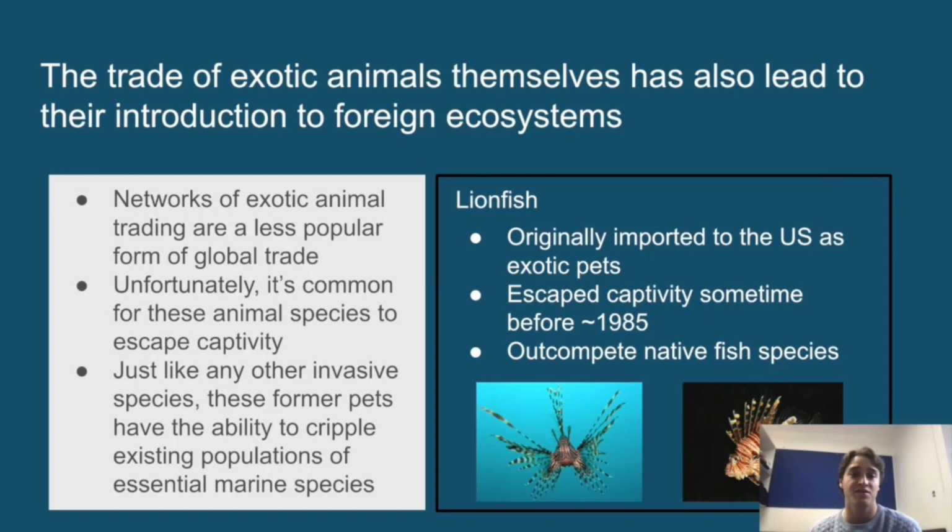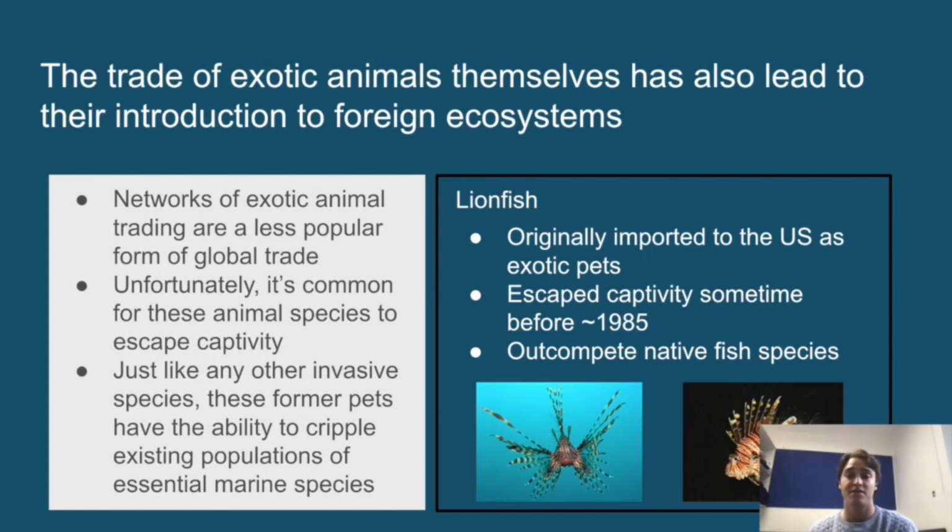But unfortunately, it is common for these animal species to escape captivity, and just like any other invasive species, these former pets have the ability to cripple native ecosystems and really outcompete native species. A great example of this is the lionfish that was originally imported to the US as an exotic pet. And we see their importation start around the same time where trade with their home region begins to pick up, and that is Southeast Asia and East Asia.